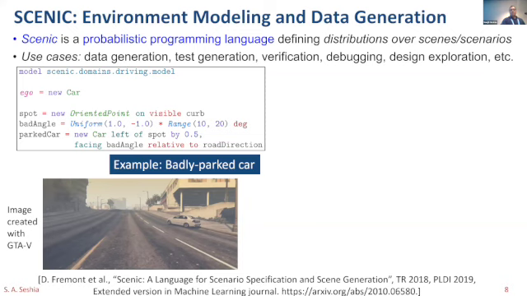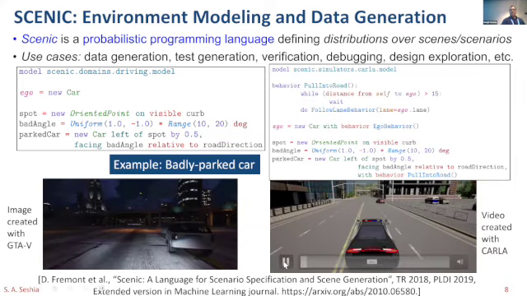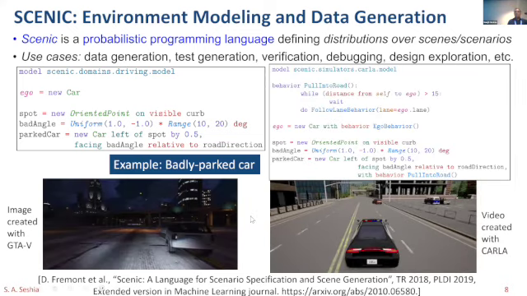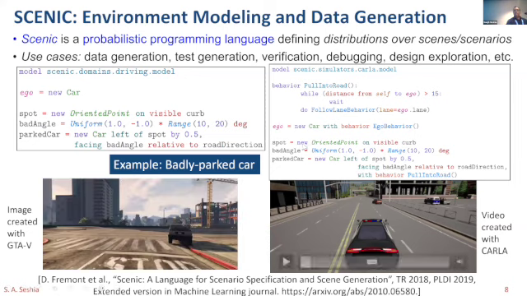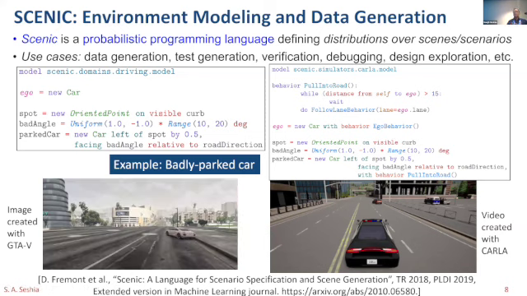So you can also define dynamics in Scenic. This is the same badly parked car example. And as you can see here, this part down here looks almost the same, except that now both the ego object and the badly parked car have behaviors, right?